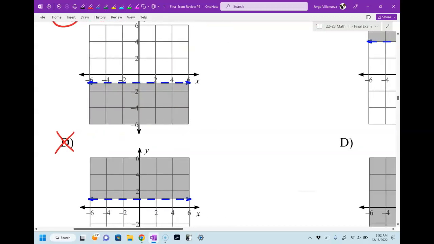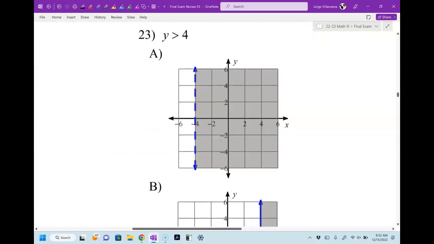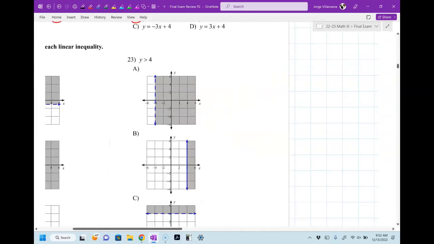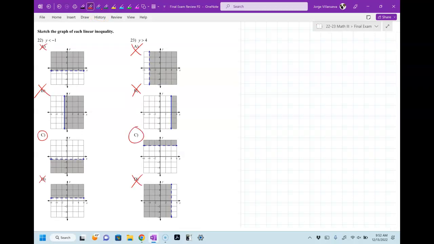And we're going to do the same thing for 23. We're looking for a line that's flat, that's shaded above, and it's a dash line at 4. So let me zoom out really quick. If you look, every single option is a vertical line except for C. So it has to be C. Now, if this would have said x greater than 4, then those would have to be vertical. But this says y, so it's going in a horizontal fashion.